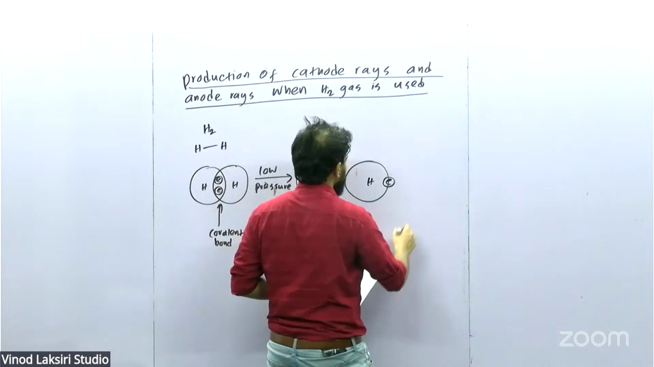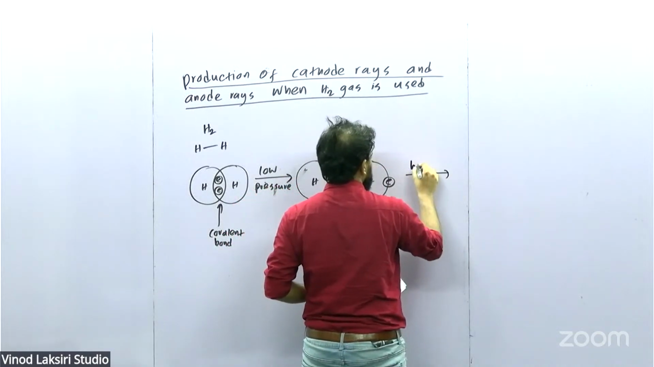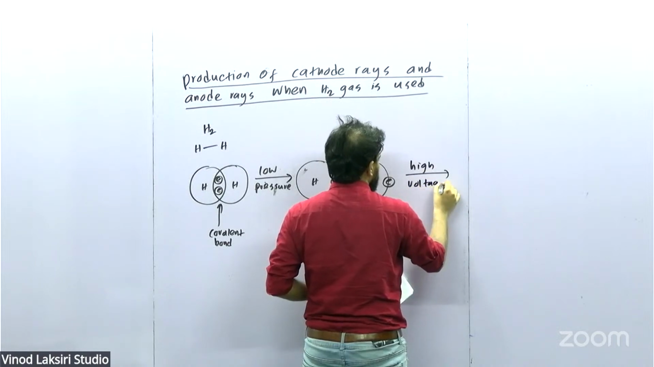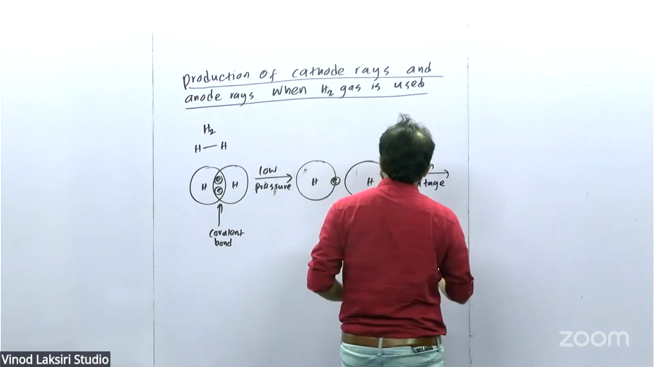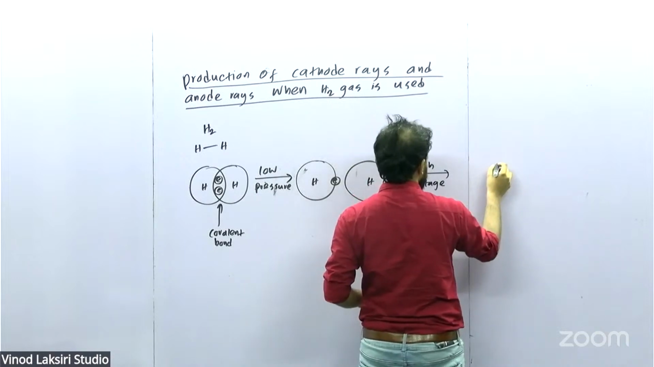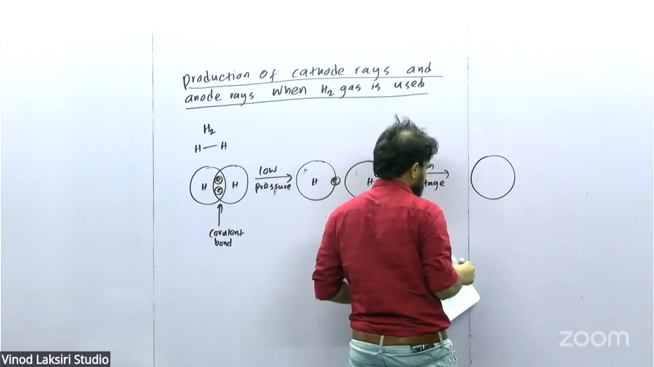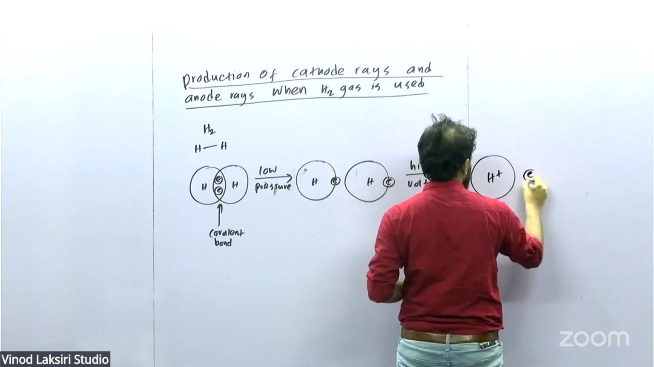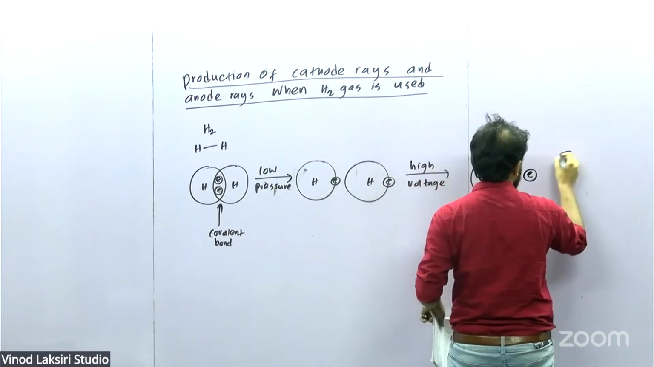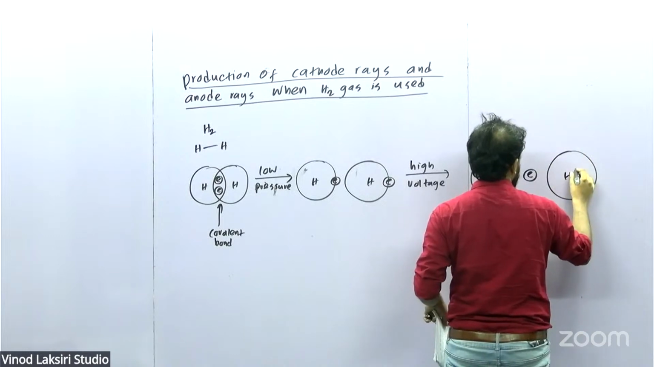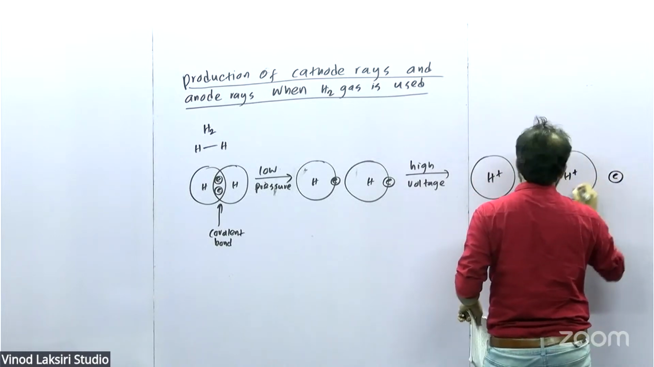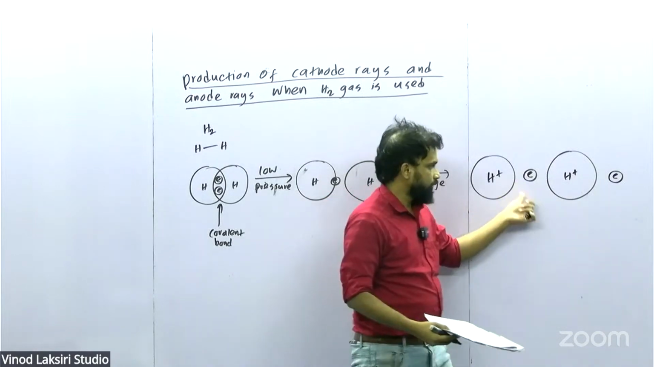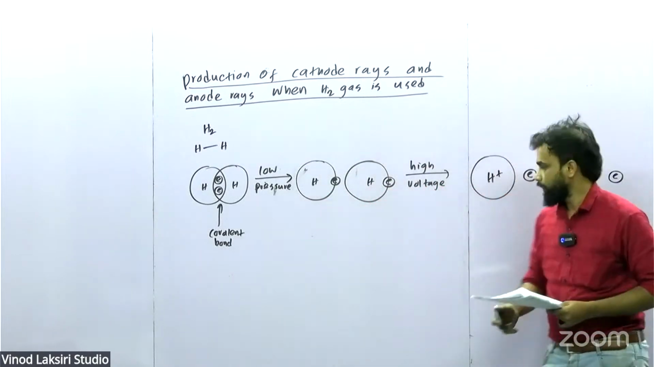Then high voltage is applied in this experiment. Using this high voltage, the electrons are ejected, creating H plus and electrons. So like this, many H plus ions and electrons are produced, right?